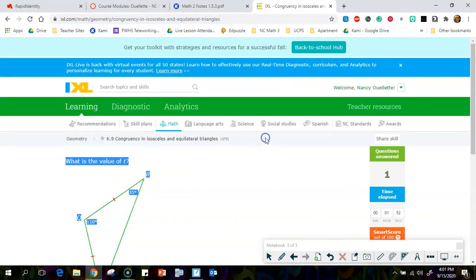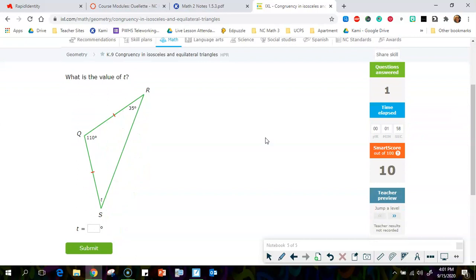All right, so we have another isosceles triangle here, and they're asking for the value of angle T. And what we see is that we have two sides that are congruent, which means we also have angle R and angle T congruent to each other. So if angle R is 35, then angle T is also 35.